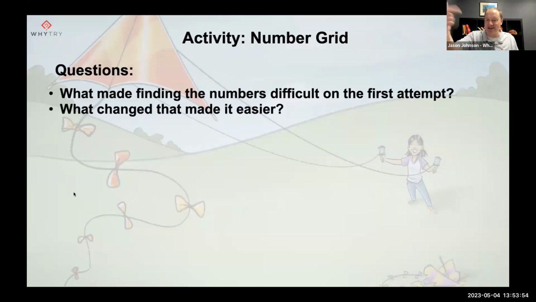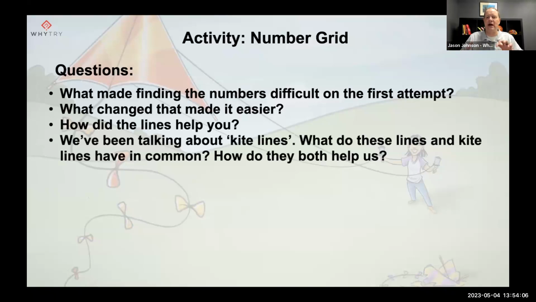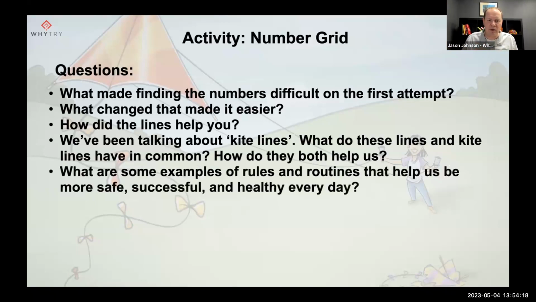Structure, guidance, boundaries. That's incredible. How did the lines help you? They provided guidance, right? So we've been talking about kite lines and how the lines of a kite keep the kite in the air. The lines on the page and the kite lines kind of have something in common. They both can help us, right?